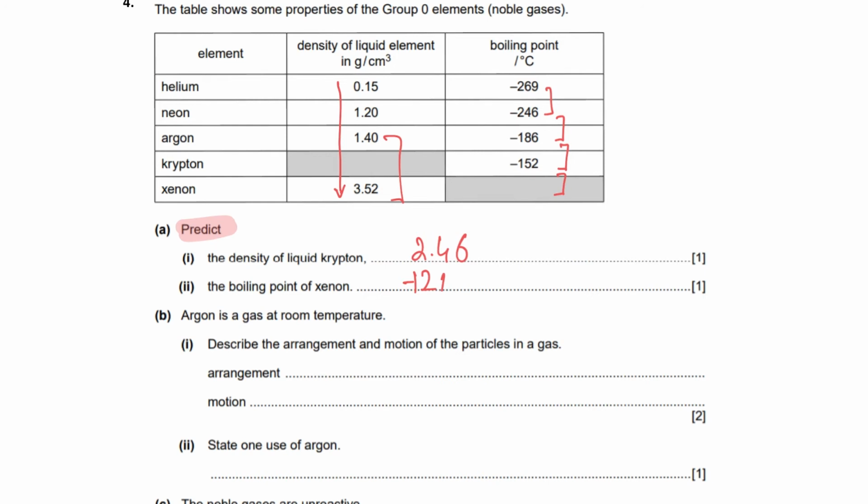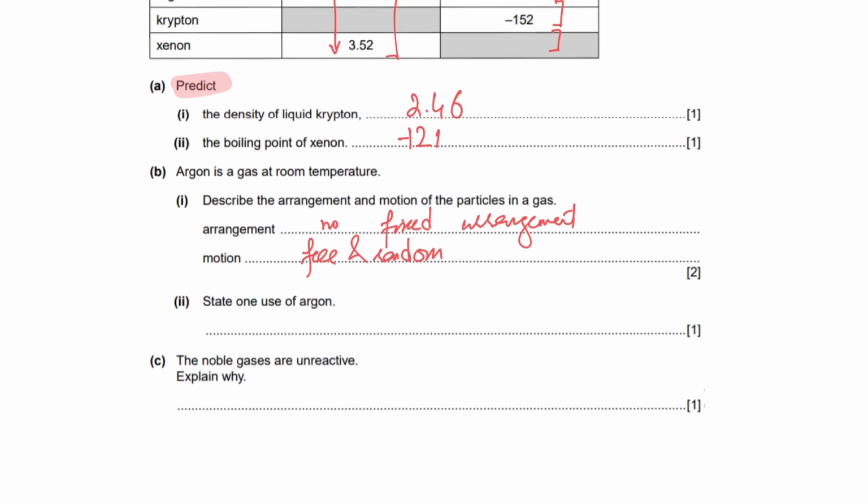Don't worry. Describe the arrangement and motion of particles in a gas. Arrangement: there's no fixed arrangement, it is random. And the motion is completely free and random, so you can mention that. State one use of argon. You need to memorize the uses of the first three noble gases. Helium is used in balloons, neon is used in making lights, and argon is used in manufacturing steel and light bulbs. So you can mention any of them.